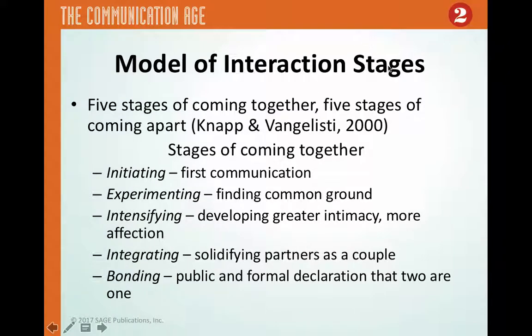So now there's interaction stages. Knapp and Evangelisti came up with these models. There's 5 stages of coming together and 5 stages of coming apart. So this is kind of a linear approach. We just talked about social penetration theory. Now we're talking about a more linear approach to relationship forming. So first, there's 5 steps to coming together. There's initiating, experimenting, intensifying, integrating, and bonding.